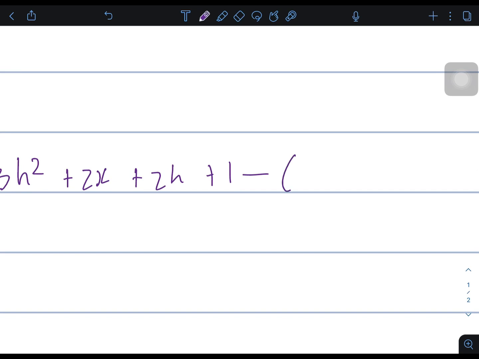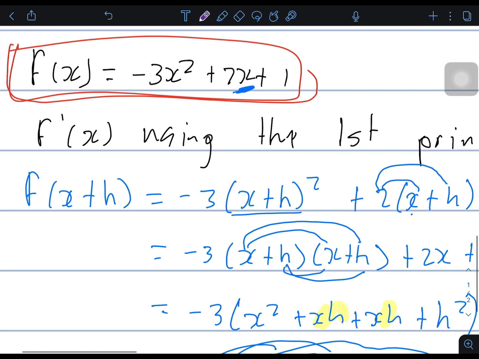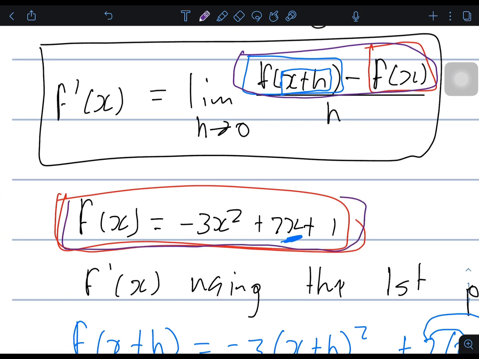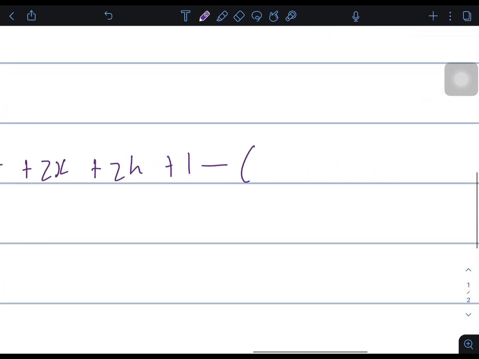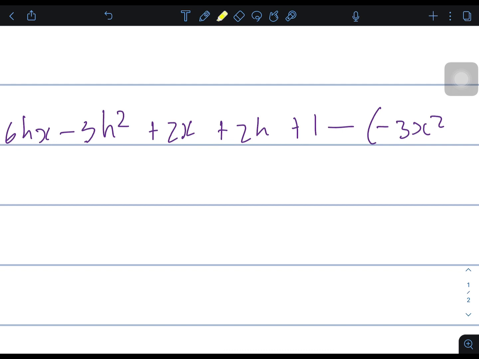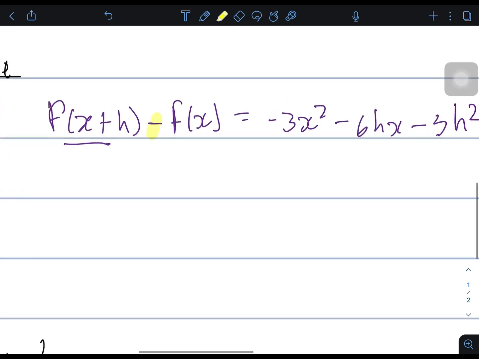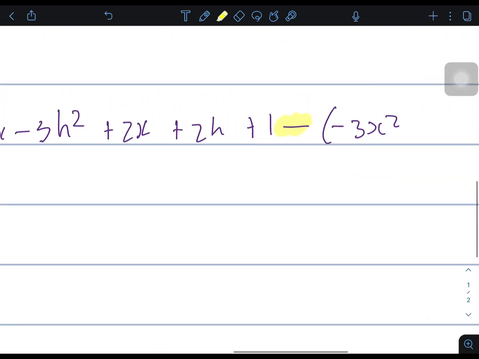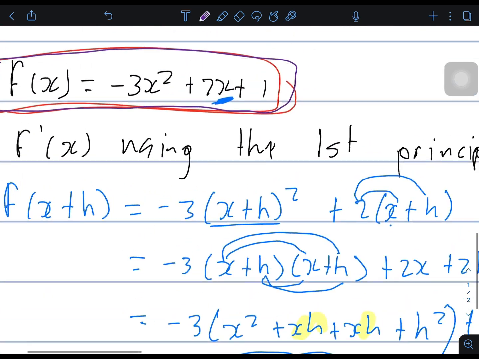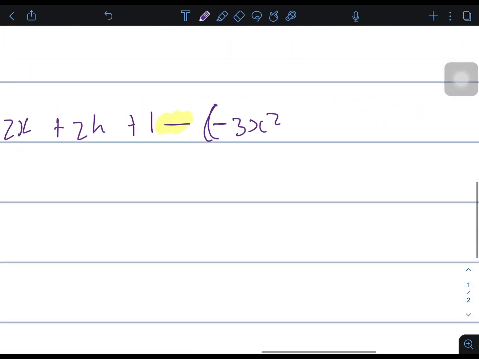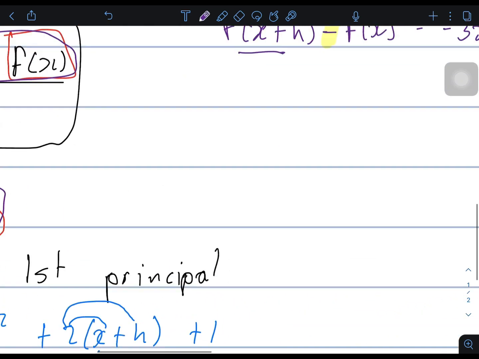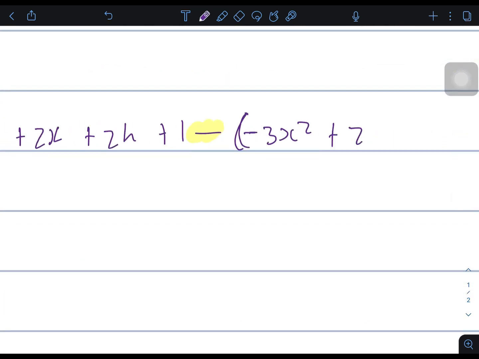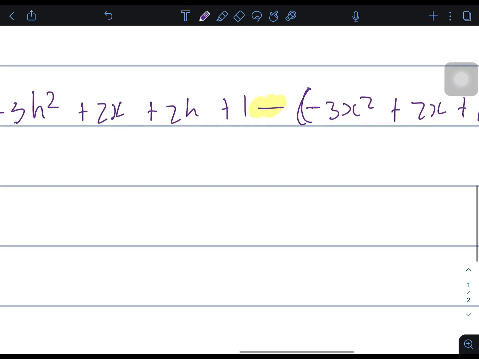So I will open brackets for f of x, which is minus 3x squared plus 2x plus 1. Guys, I'm saying open bracket because the negative will affect the signs inside.